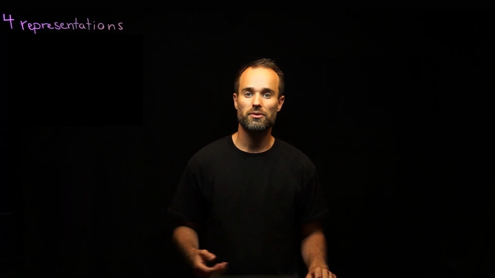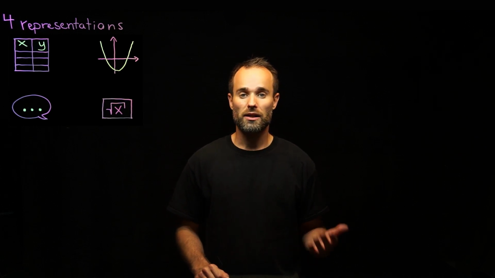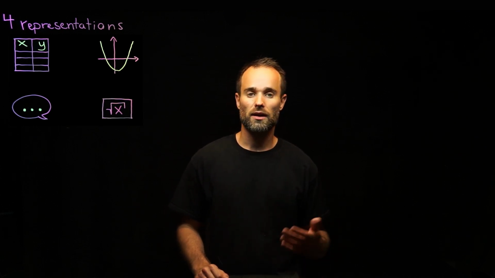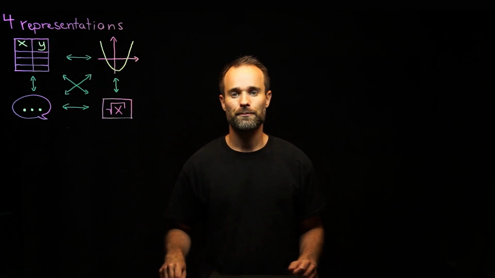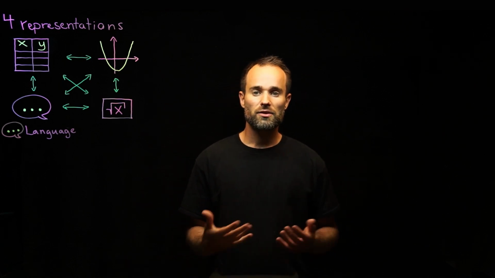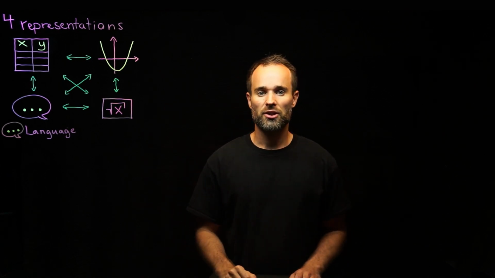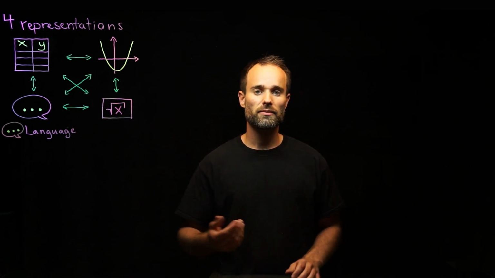Variable relationships can occur in 4 different forms: table, graph, formula, and language. Let's look at each representation, its strengths and weaknesses, and see how we can convert or switch between them. Let's first look at the language representation. The relationship is described by way of words and could go something like this.